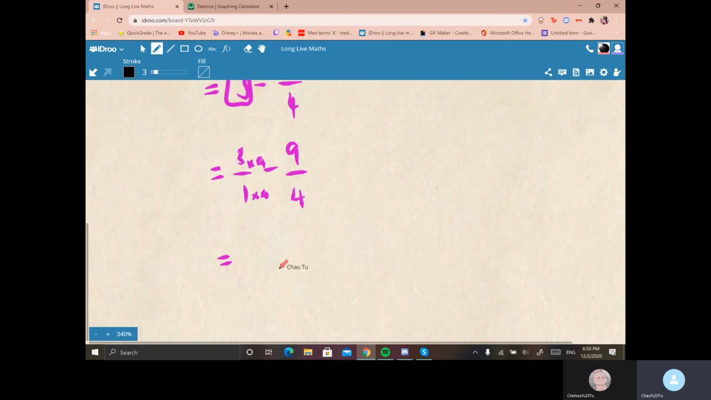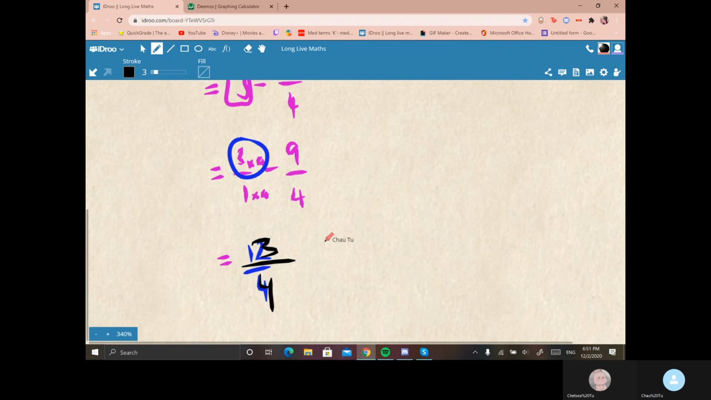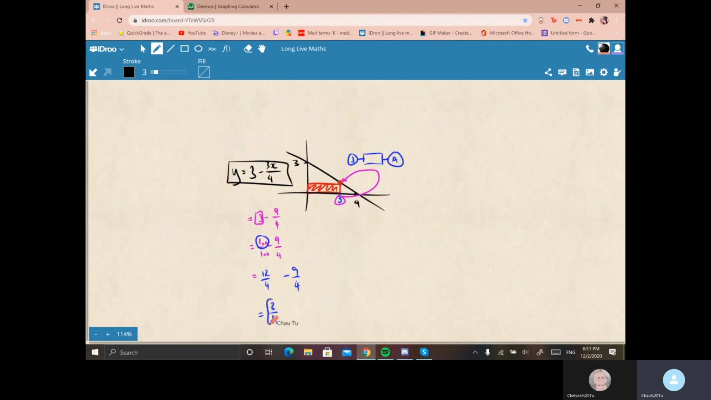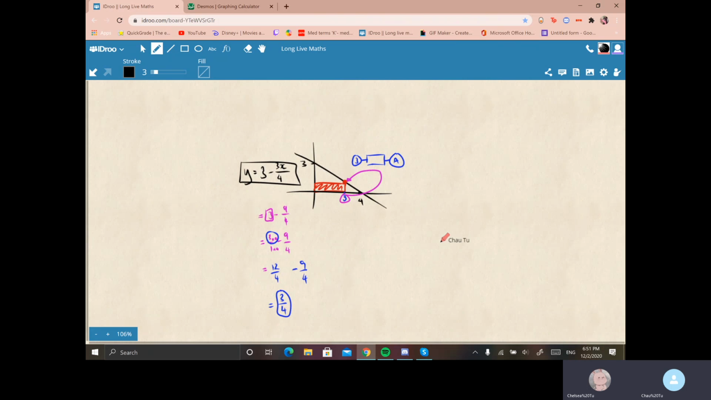What does this thing become? 12/4, which is 3, by the way, right? 12/4, take away 9/4, and then what? It equals 3/4. Yeah, 3/4. It's much neater when you keep it as fractions. It's more accurate. Okay, so that's the height.